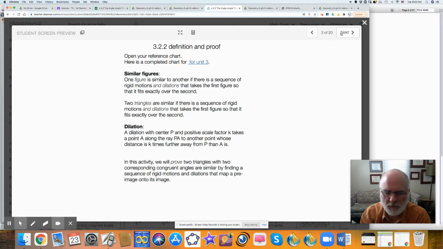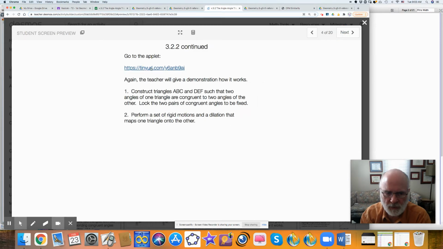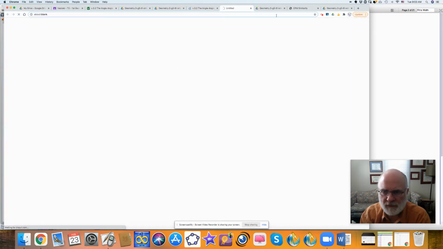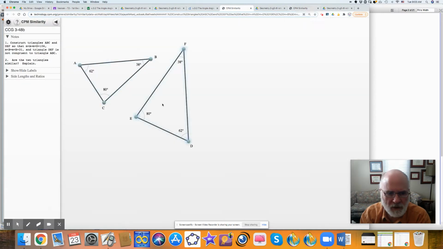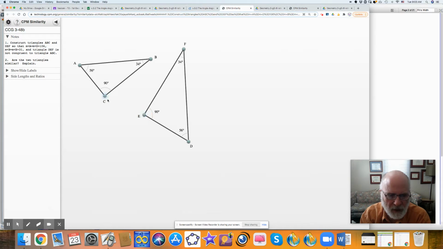So in this activity, we're going to prove the two triangles are similar. If you go to this GeoGebra applet, here we have two triangles. I'm going to make this angle 90. I'm going to show you how this applet works. If I want to make this angle here 90 as well, I can lock these by clicking on the lock symbol and matching up the angles. Now this angle is 56 and this one is 56, so I can lock them as well. And now I have two triangles with two angles that are congruent.